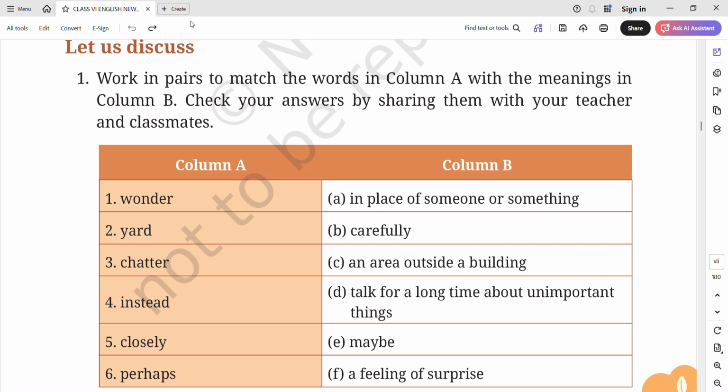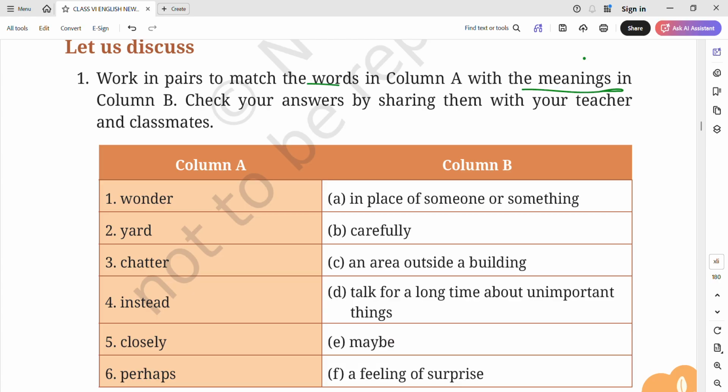Today we are going to start with the exercises of Rama to the rescue. Let's begin. So these are the latest discussed questions and you can see match the column. Work in pairs to match the words in column A with the meaning in column B. You need to match the words with their meaning.